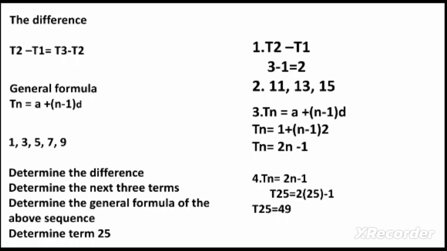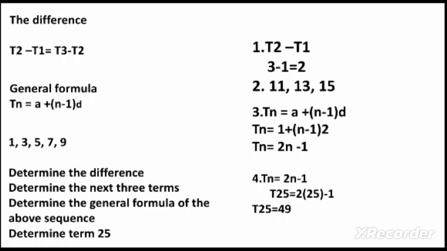You're going to add 2 to the previous number to get the next number. So 2 plus 9, that is 11. 2 plus 11, that is 13. 2 plus 13, that is 15. So the answers are 11, 13, and 15.